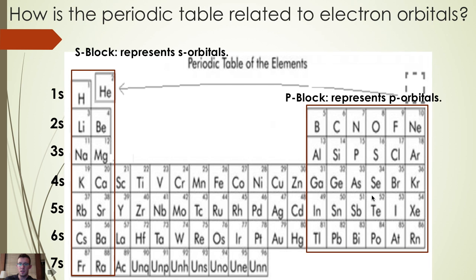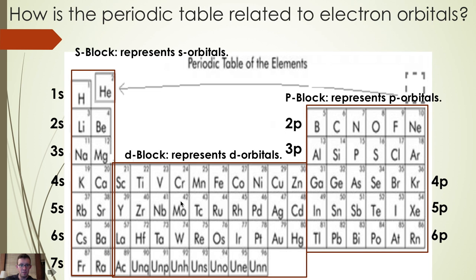Meanwhile, this chunk of elements over here is called the P block, and that represents P orbitals surrounding an atom. With this row right here representing the second shell's P orbitals, the next row representing the third shell's P orbital, continuing on down. Then we're not going to discuss it at this level of chemistry, but the center block of elements is called the D block, which represents a type of orbital we haven't discussed called D orbitals.